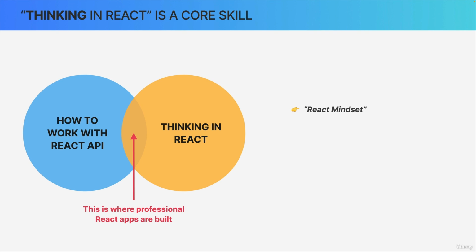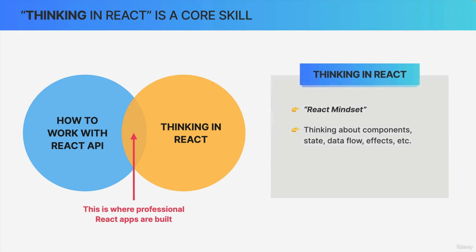Now, what does thinking in React actually mean? Well, while you're building an application, thinking in React means that you have a very good mental model of how and when to use all the React tools like components, state, props, general data flow, effects, and many more. It's also about always thinking in terms of state transitions rather than in element mutations, as we have learned before.